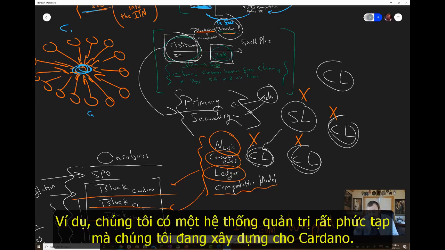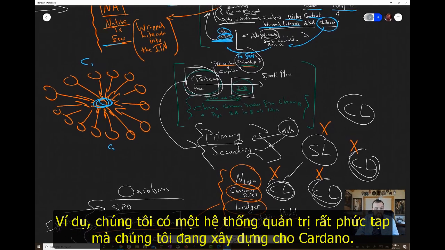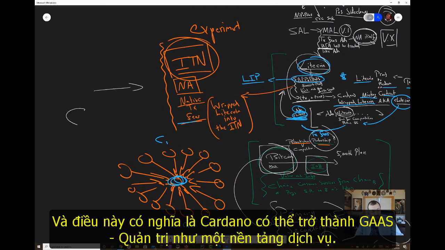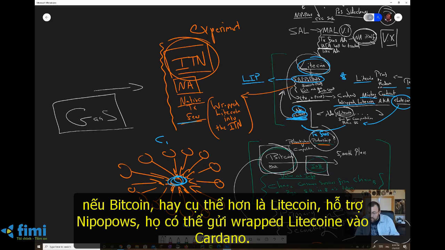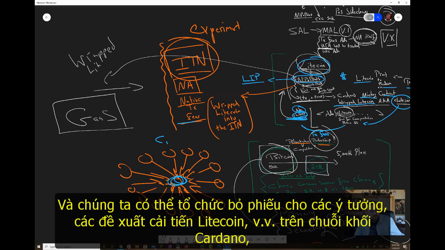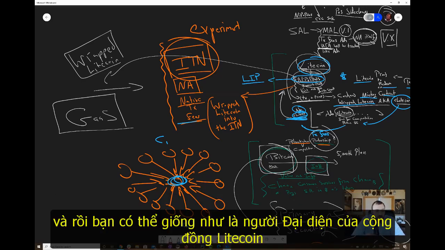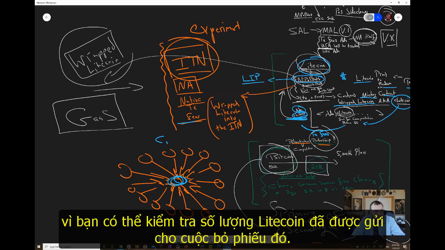For example, we have a very sophisticated governance system that we're building for Cardano. And this means that Cardano could become a GAAS, a governance as a service platform. So if Bitcoin, or let's say Litecoin, for example, supports NiPoPoWs, they could send in wrapped Litecoin into Cardano, and we could actually hold votes for ballots and other ideas, Litecoin improvement proposals and so forth, on the Cardano blockchain. And then you could get a representative sample of the Litecoin community, because you can look at how much Litecoin's been sent over for that vote.